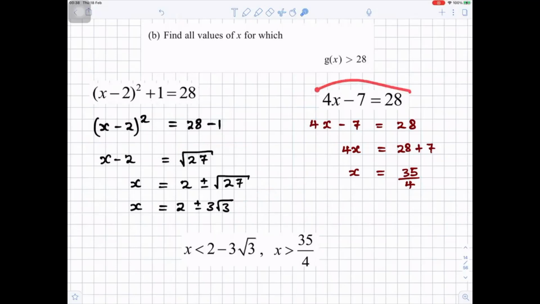Okay, let's go and solve 4x minus 7 equals 28. Minus 7 goes to the right, it becomes plus 7. So 4x equals 35. You divide by 4, 35 divided by 4. So that's what x is. So what you will find out is for g of x to be bigger than 28, x should be less than 2 minus 3 root 3, or x should be greater than 35 over 4.